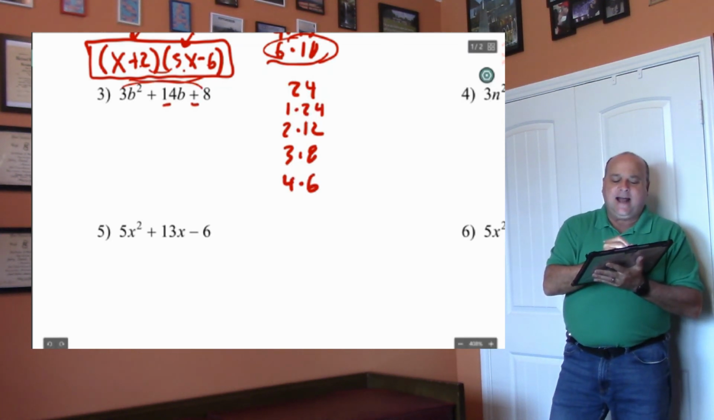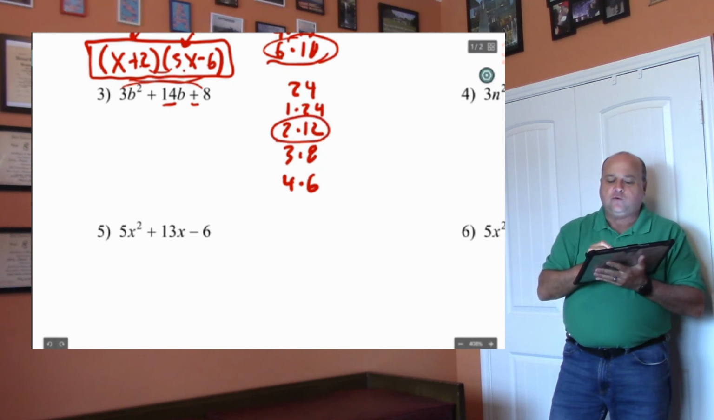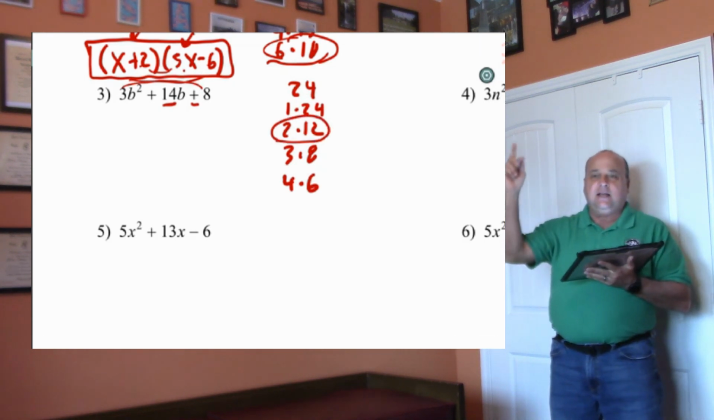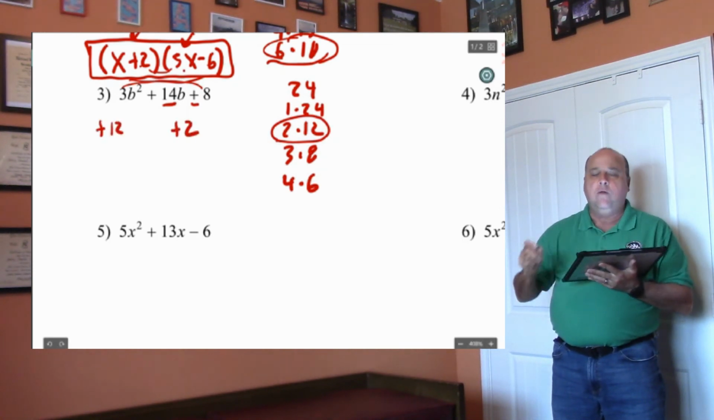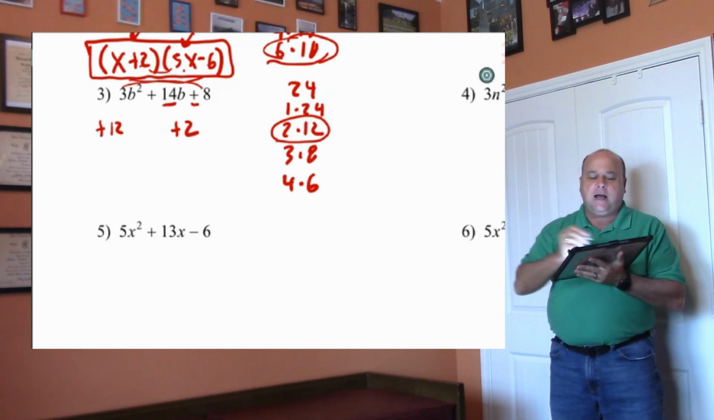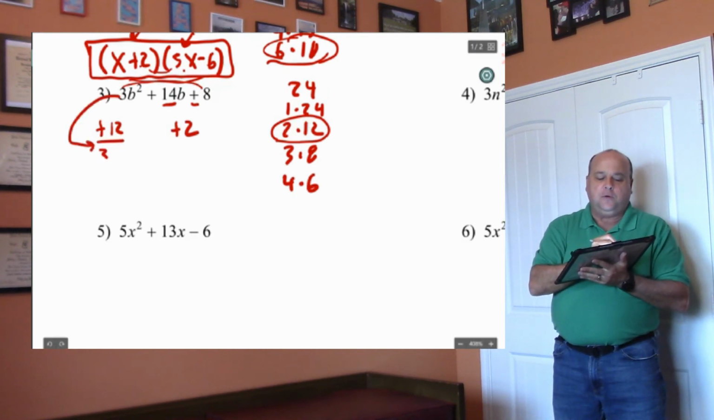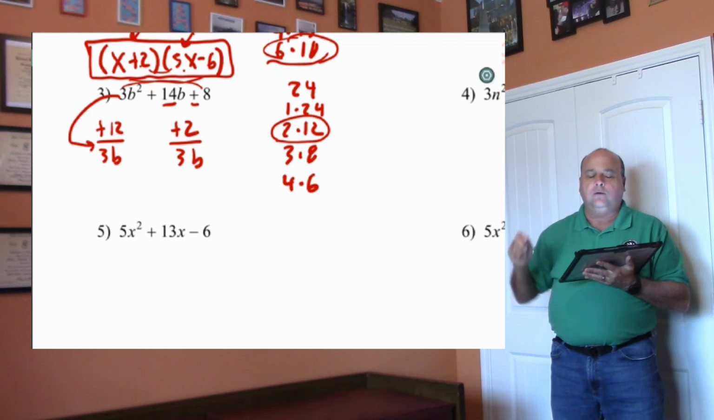Now then, I want to add and get 14. So which set adds up and gets 14? It's the 12 and the 2 in it. Now then, to get 14, I need to do plus 12 and plus 2. Make sure you're putting the pluses. Then remember, the opposite of multiply is divide. I'm going to put 3b on the bottom. You don't put the square, just put the linear term, put the b, okay?